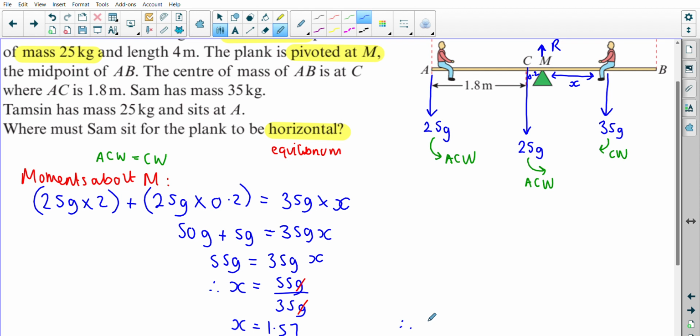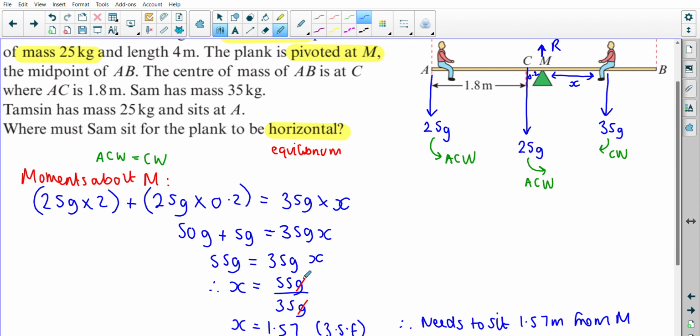Okay? 1.57 meters from M, and I need to put from M because we could have specified from B. It didn't ask us in the question.